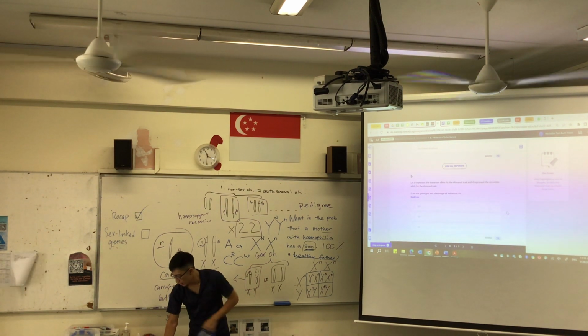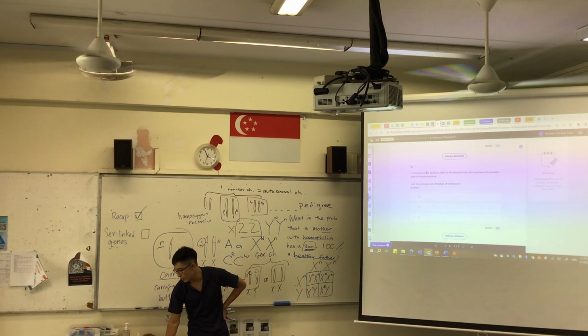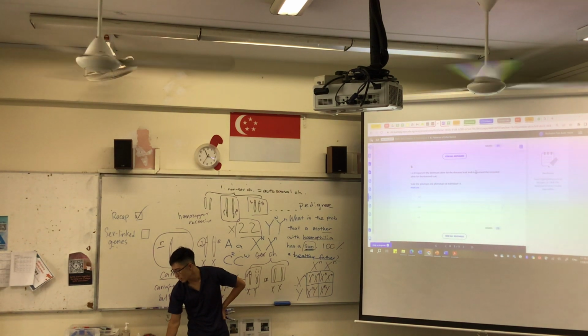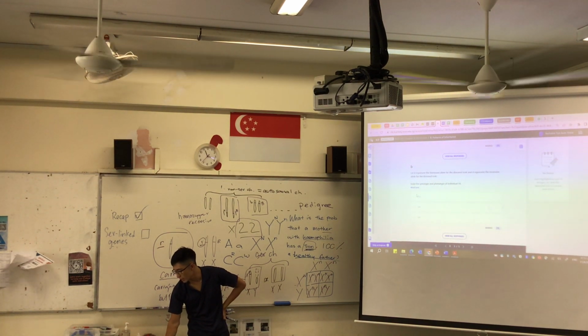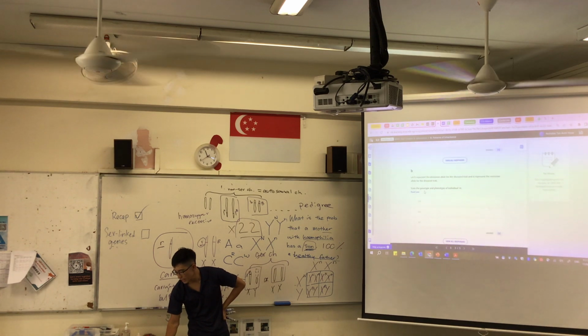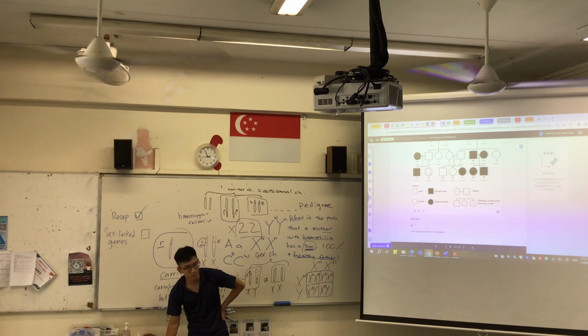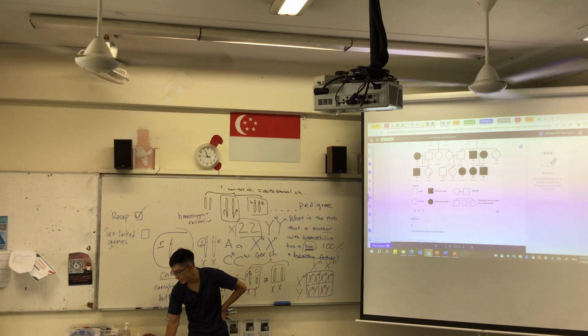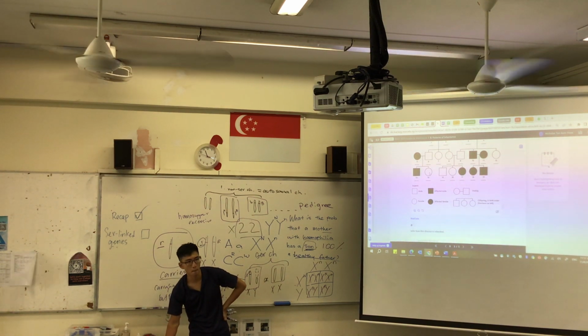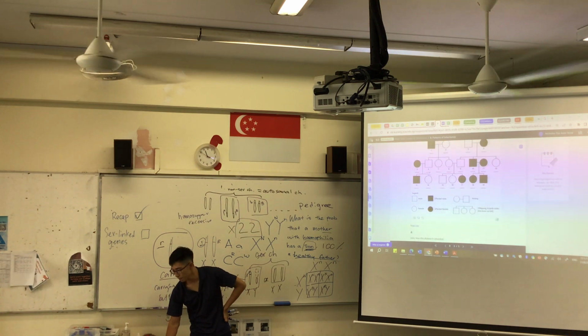Okay? B. Let D represent the dominant allele for the disease trait, and the small d represent the recessive allele for the disease trait. State the genotype and phenotype of individual 14. Let's look at individual 14. What is the genotype of individual 14? Can you tell?